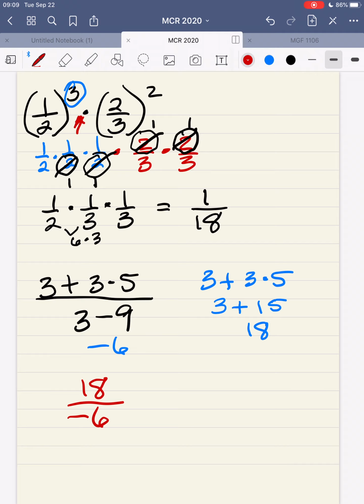Remember, division works just like multiplication. I have a positive and a negative, so my answer should be negative. And 18 divided by 6 is 3.